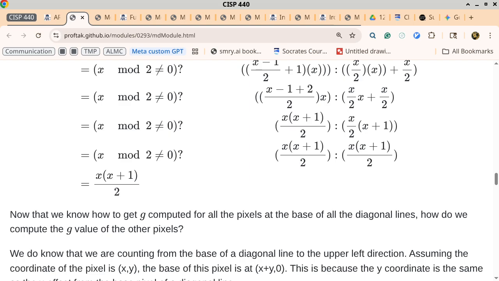Okay, very good. So what about the rest of the derivation? Are there any questions about the rest of the derivation? Yep.